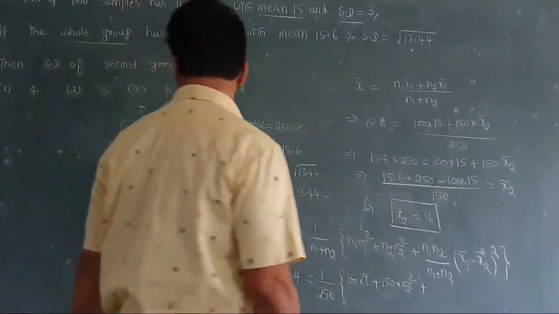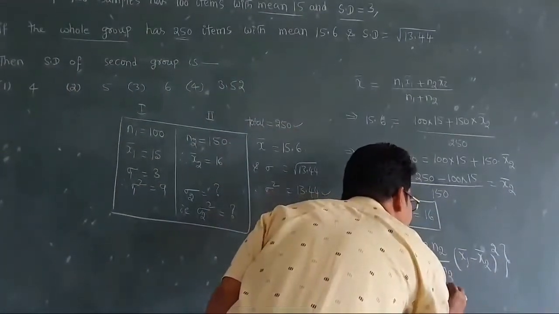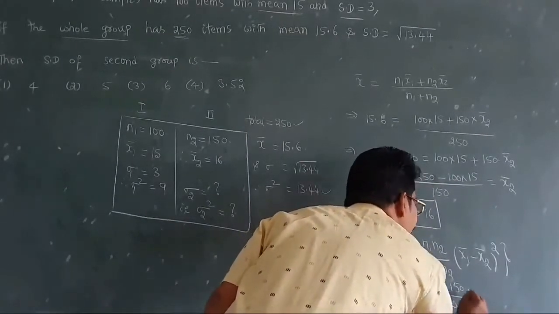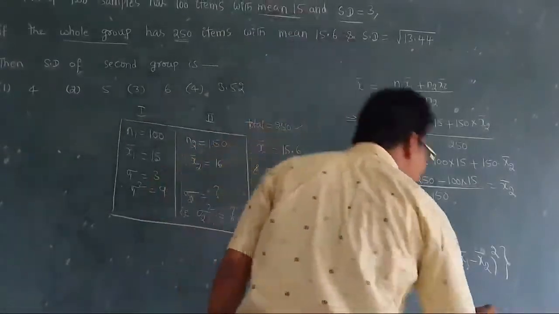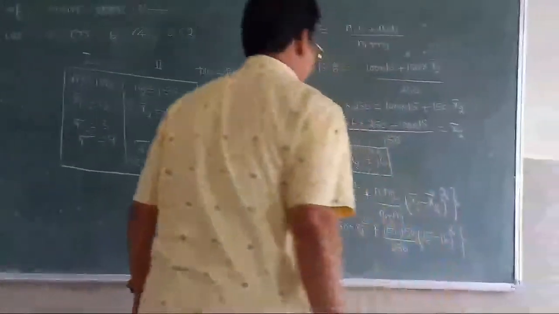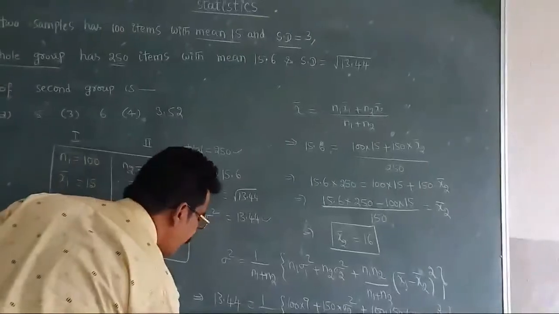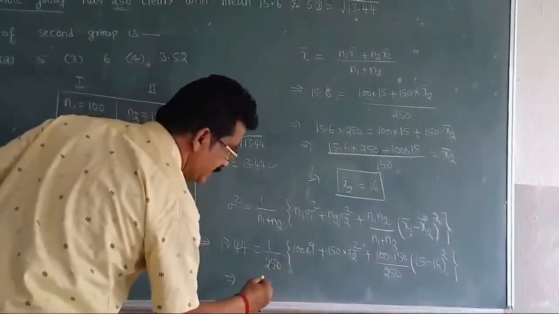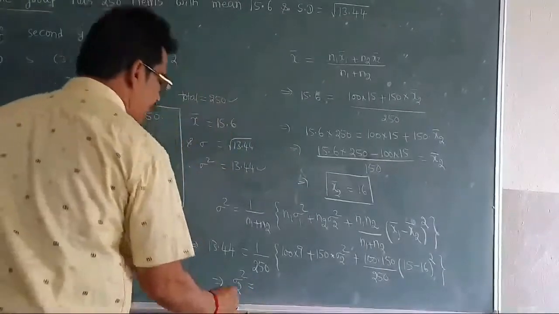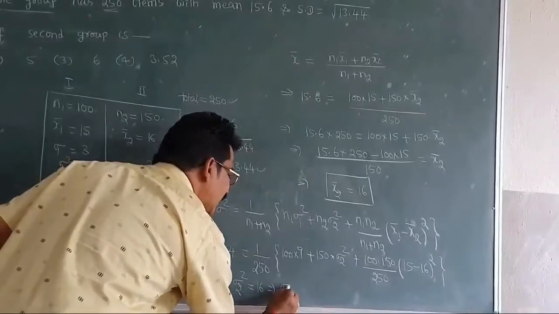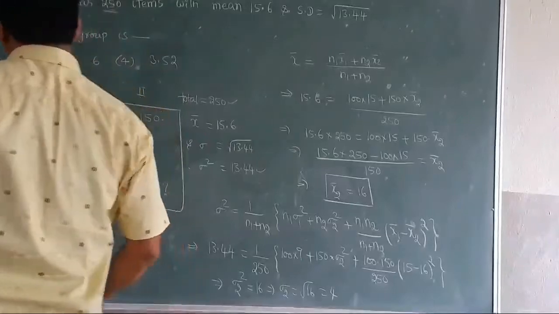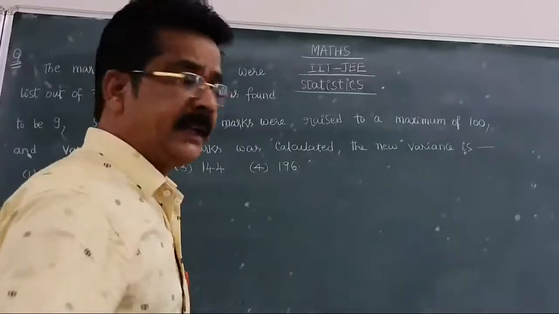Next, n1 into n2, 100 into 150 divided by 250, into x1 bar minus 16 whole square. Understand? Okay, so by calculating this equation, we are getting sigma 2 square equal to 16. So sigma 2 equals root 16, that is equal to 4. Hence, which option is right? First option is right. Next question.